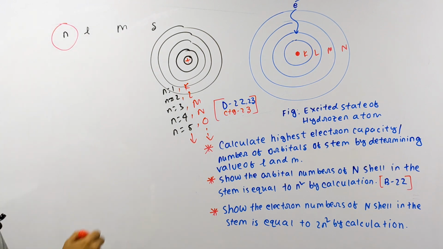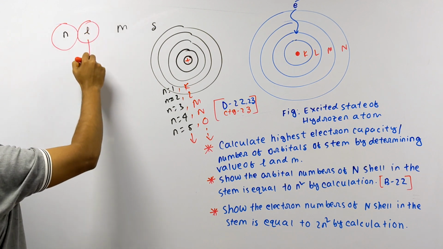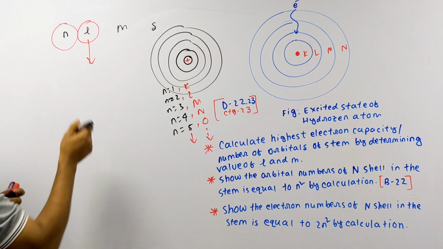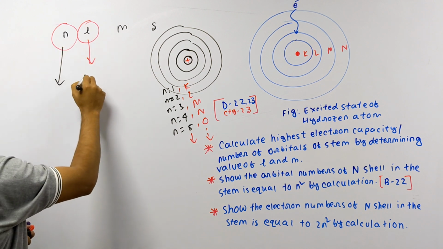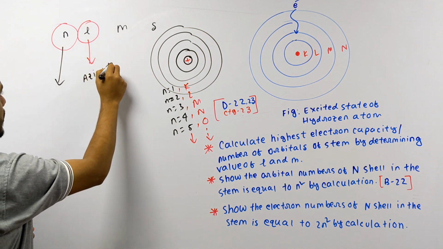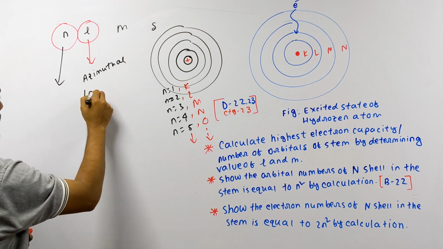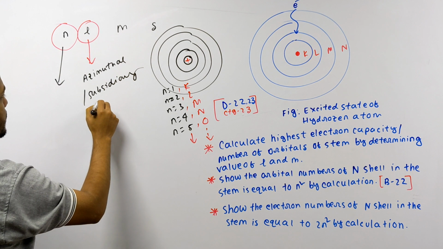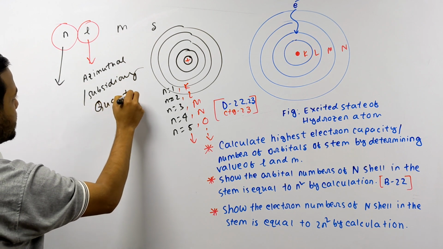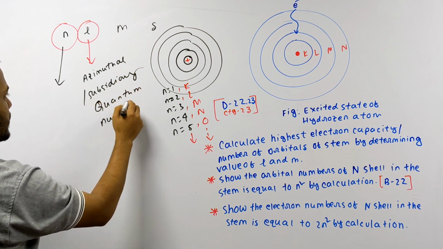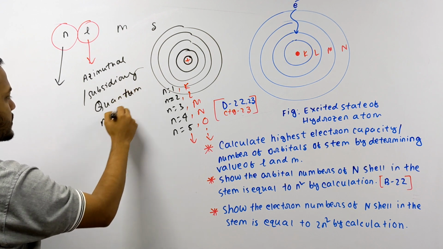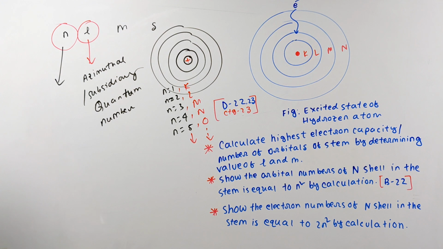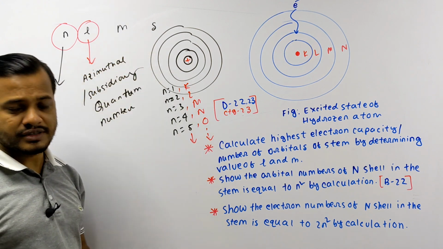Now the second quantum number is l. l means the azimuthal or subsidiary quantum number. This is the principal quantum number. This is the azimuthal or subsidiary quantum number. This is the magnetic quantum number and this is the spin quantum number.